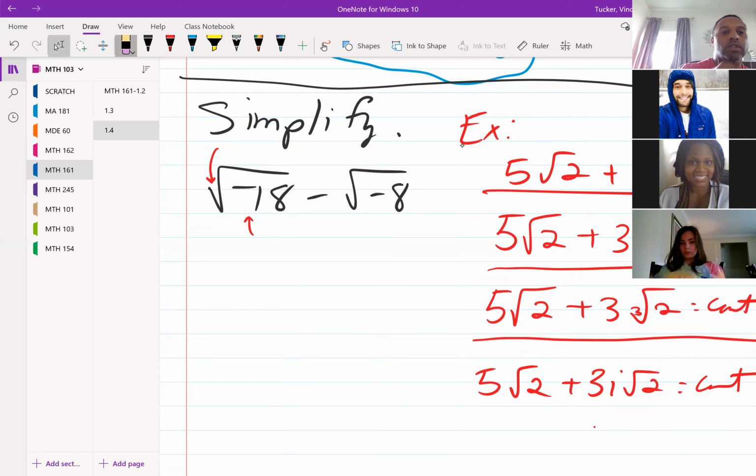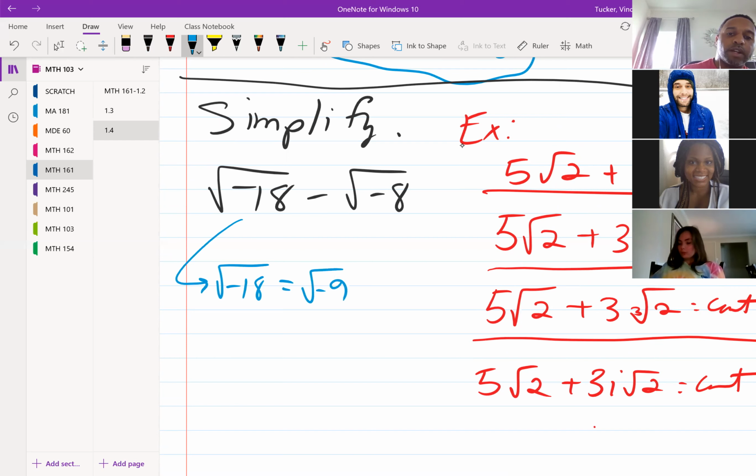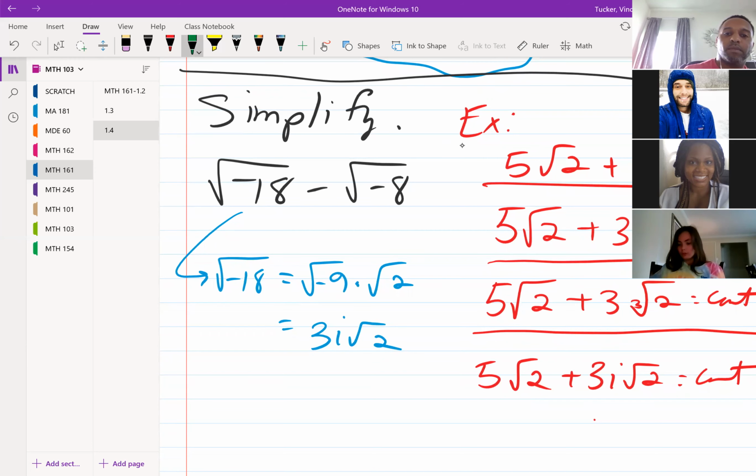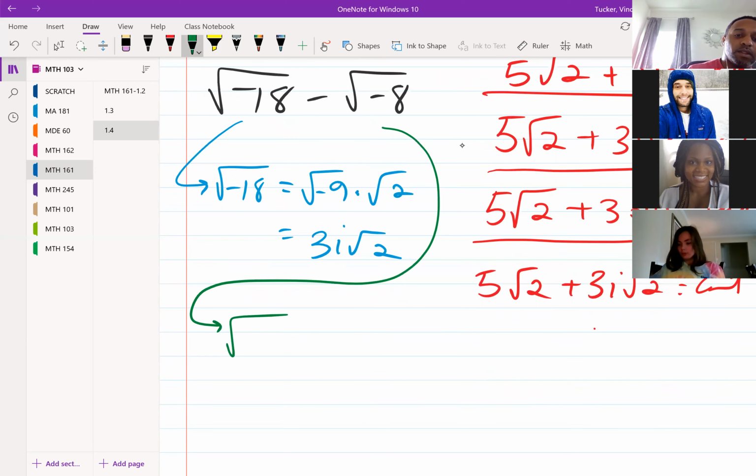So I need to see what I can do with the square root of -18. I can break that up into the square root of -9 times the square root of 2. So that would be 3i square root of 2. Square root of -8, I can break that up into -4 and 2. So that'd be 2i square root of 2.